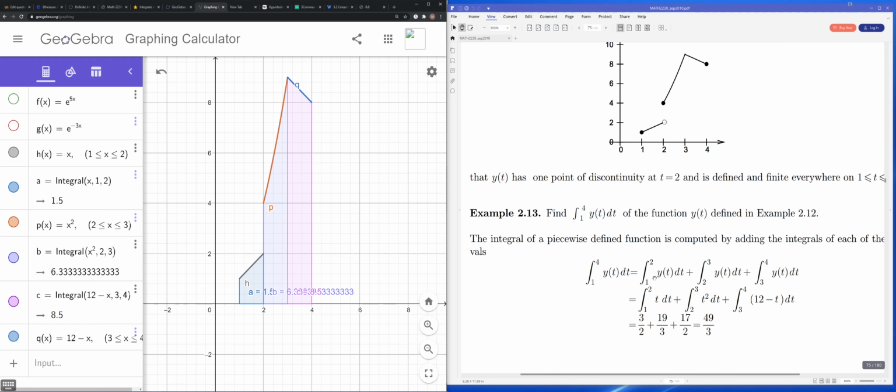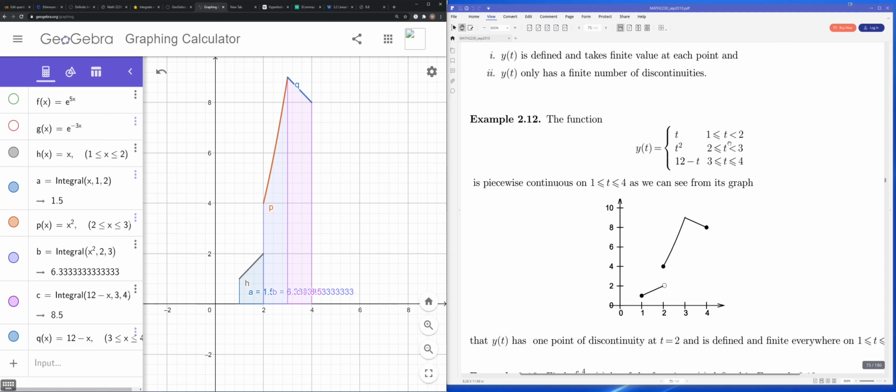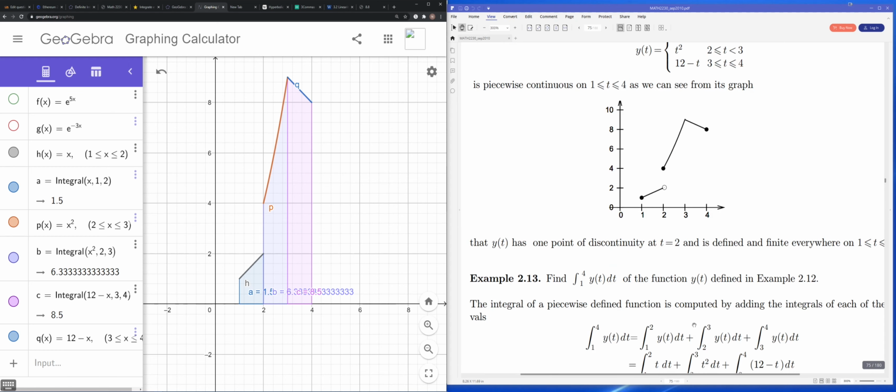Now when you integrate between 1 and 2, the function between 1 and 2 is equal to t, so you put your t in over there. And between 2 and 3, your function is equal to t squared, so you put that in. And between 3 and 4, the function is equal to 12 minus t, so you put that in over here.